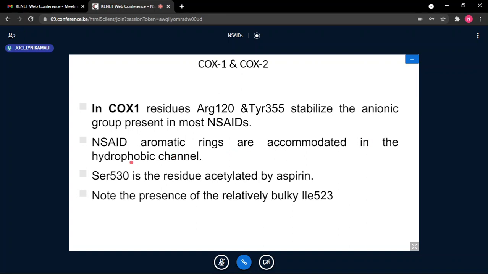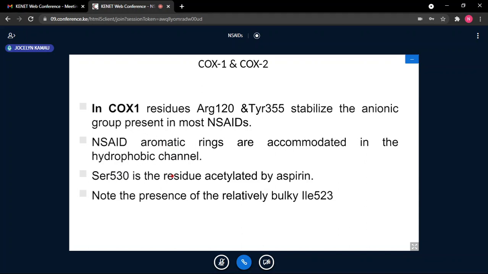Non-steroidal anti-inflammatory aromatic rings are accommodated in the hydrophobic channel. All we are saying, we look at the aromatic rings. We have talked about hydrophobic group 1, hydrophobic ring 1, hydrophobic ring 2. Where do they go? They go to the hydrophobic channel of the COX enzyme, because like attracts like. This is a hydrophobic area, with a lot of hydrocarbons, because those interact through what we call hydrophobic bonds.